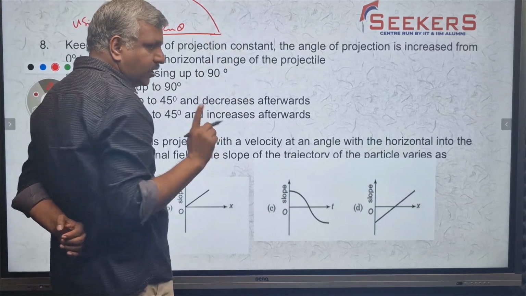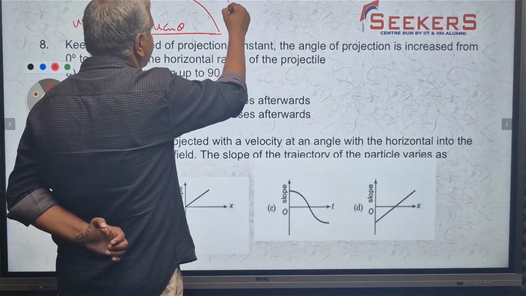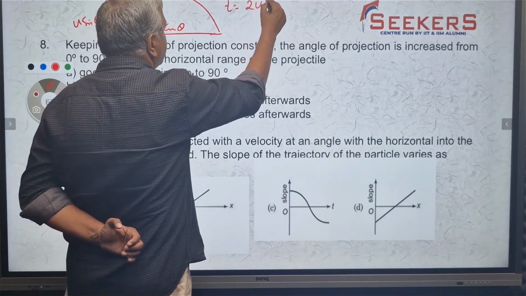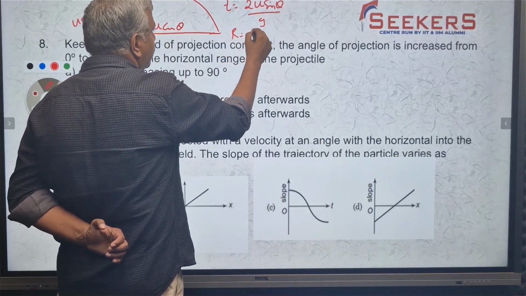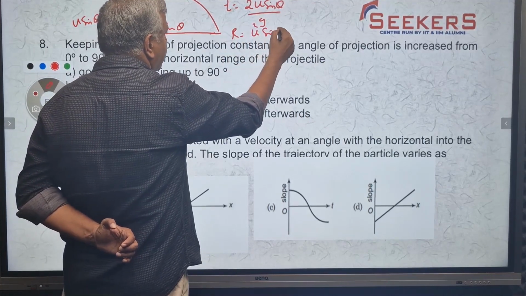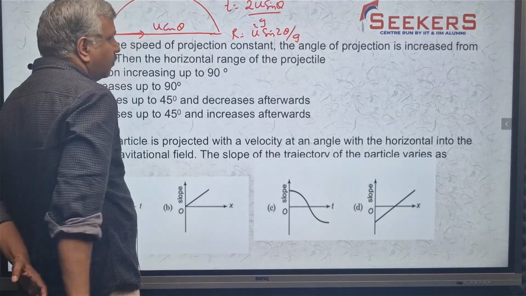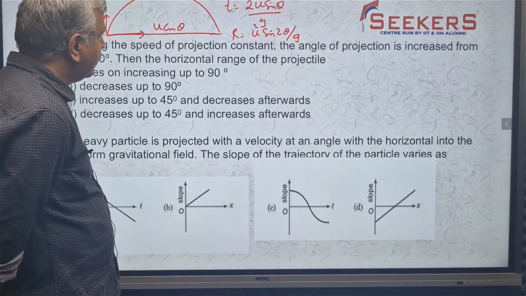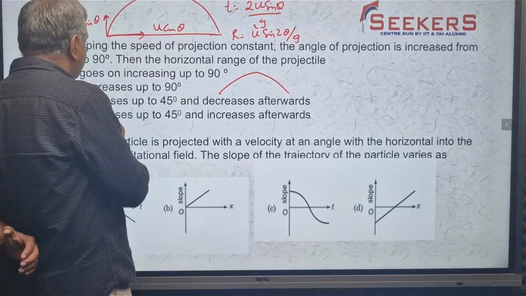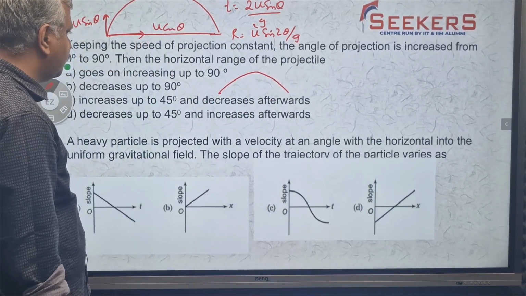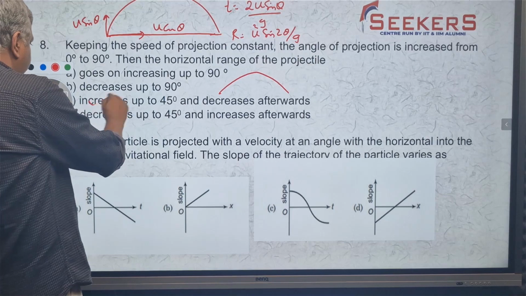Always in projectile motion, time of flight is the most important thing. So the time of flight is 2u sin θ over g. So from there I can say the range is equal to u² sin 2θ over g. When the range is u² sin 2θ over g, up to 45 degrees the range increases and then decreases. So it increases up to 45 and decreases after that. So we will go for this option.